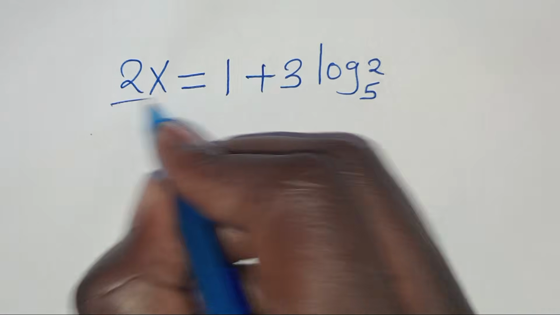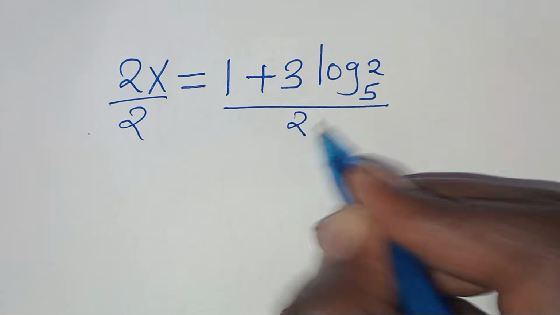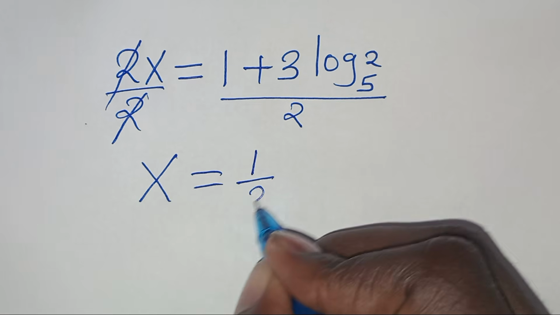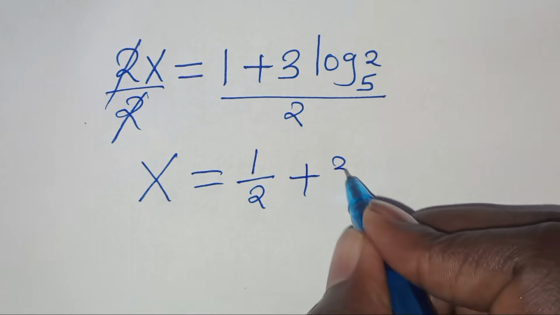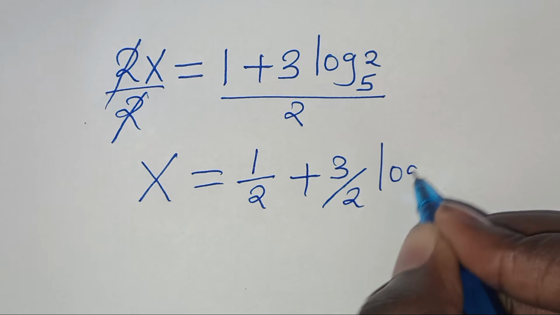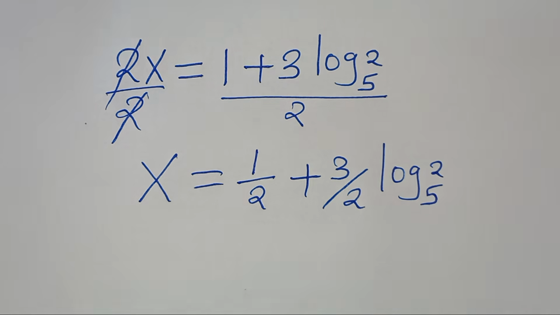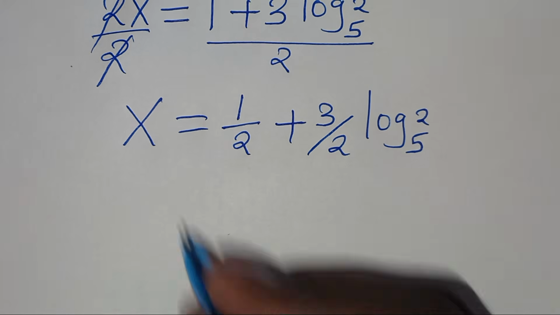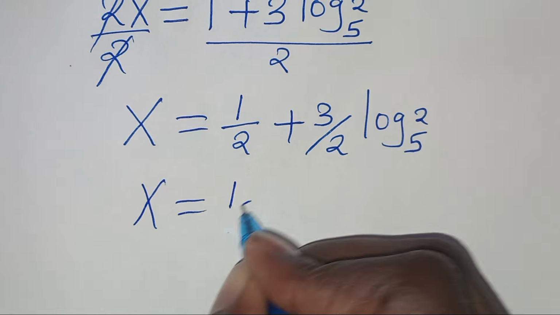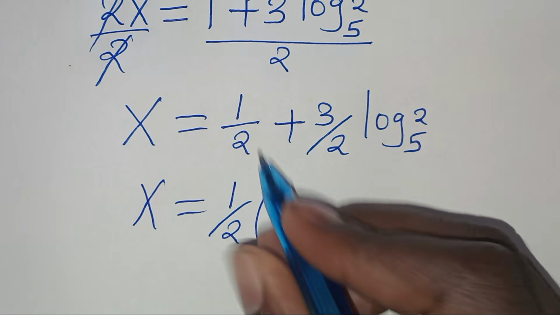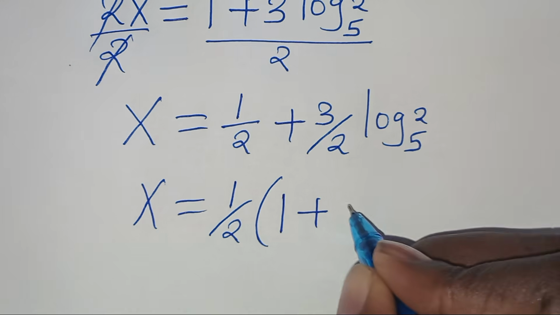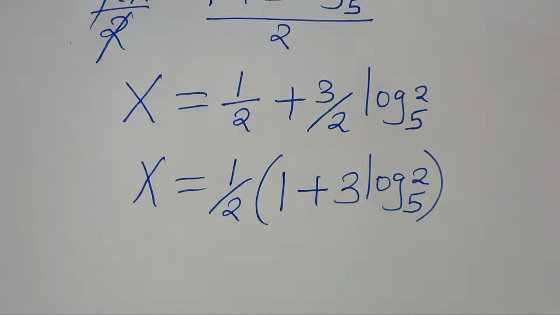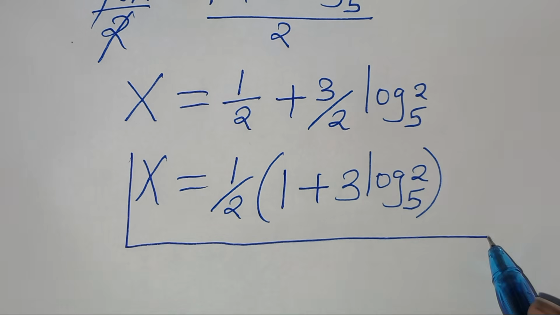Now let's divide both sides by 2, so that now we have x is equal to 1 over 2 plus 3 over 2 times log 2 to base 5. Now since a half is common here, we can factor out a half, so that x is equal to 1 over 2 into the parentheses 1 plus 3 log 2 to base 5. Now this is the value of x.